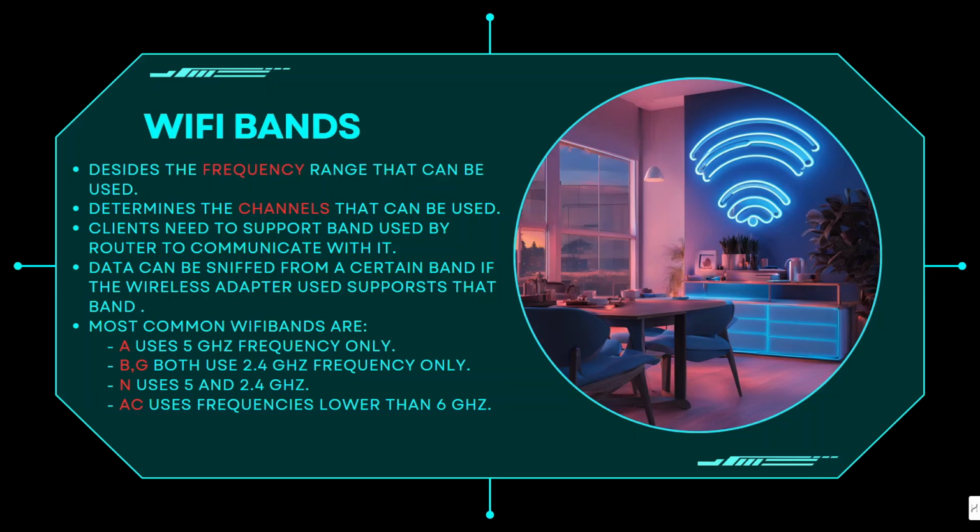Now the 5 GHz band. The 5 GHz band is faster and less crowded. It gives you better speed and performance, but its range is shorter. It does not travel through walls as well, so it's best for close range.